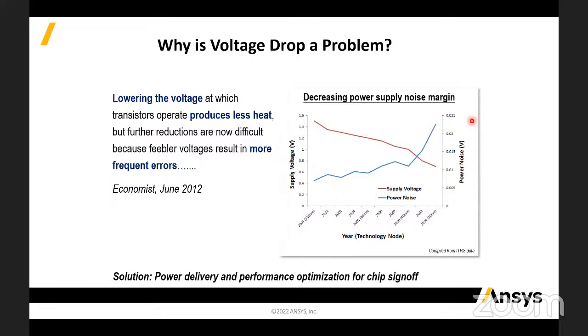So both these trends combine to decrease the power supply noise margin, and this has a significant impact on semiconductor IC design. Due to this reduced supply noise margin, it becomes even more important to simulate and ensure that the power integrity and the voltage drop requirements are clearly met during the semiconductor design.